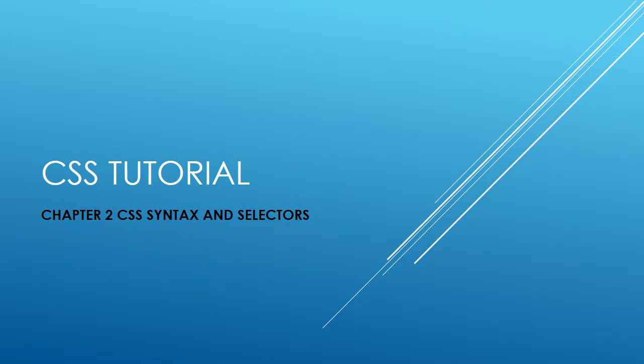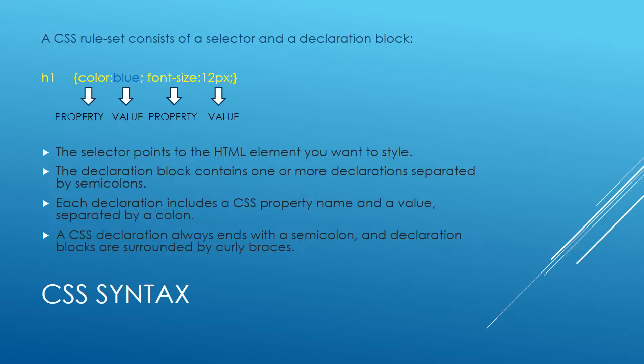CSS Tutorial. Chapter 2, CSS Syntax and Selectors. A CSS rule set consists of a selector and a declaration block. The selector points to the HTML element you want to style. The declaration block contains one or more declarations separated by semicolons.